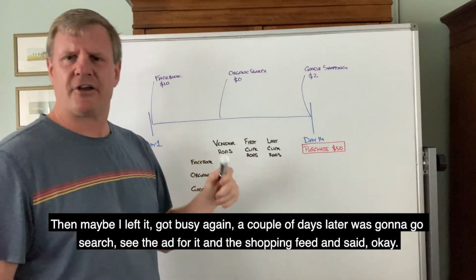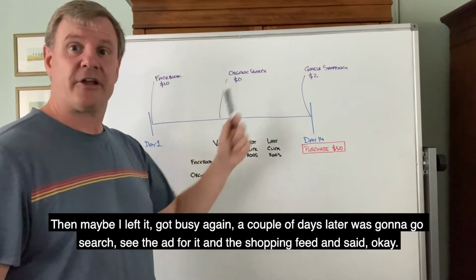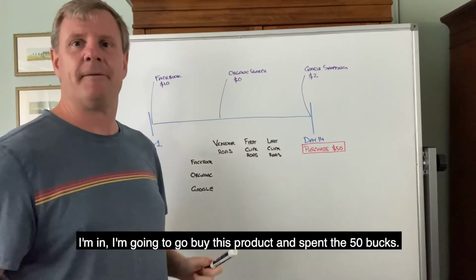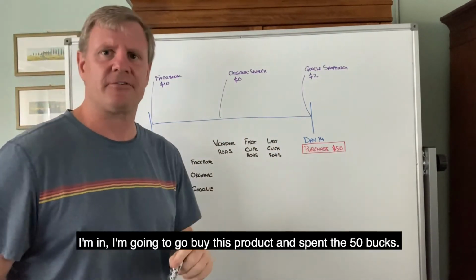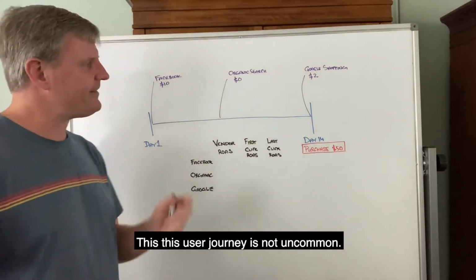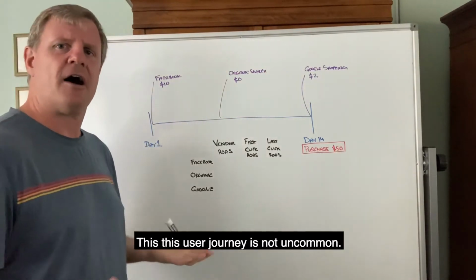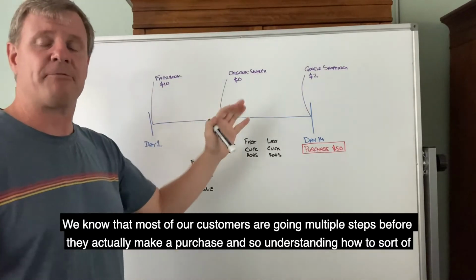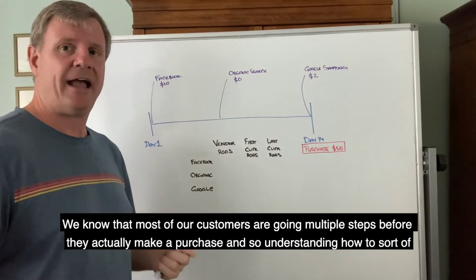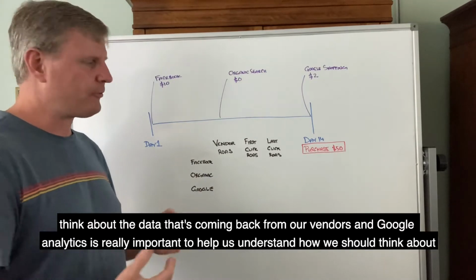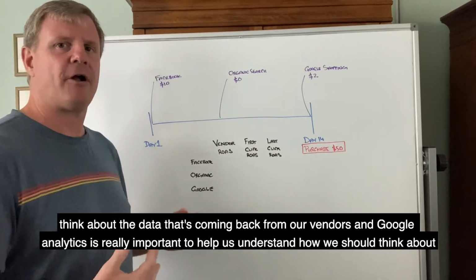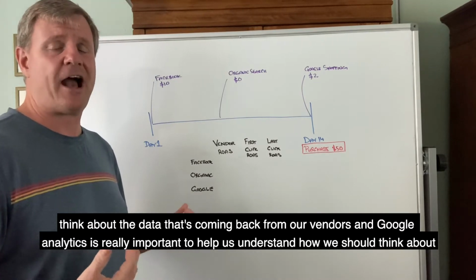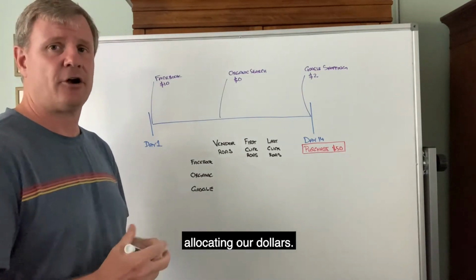And then maybe I left it, got busy again. A couple of days later, I searched, saw the ad for it in the shopping feed and said, okay, I'm in, I'm going to buy this product, and spent the 50 bucks. Now that's really important, right? This user journey is not uncommon. We know that most of our customers take multiple steps before they actually make a purchase. And so understanding how to think about the data that's coming back from our vendors and Google Analytics is really important to help us understand how we should think about allocating our dollars.